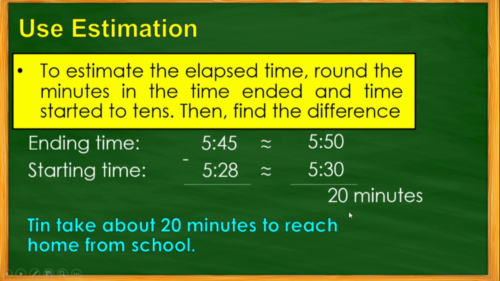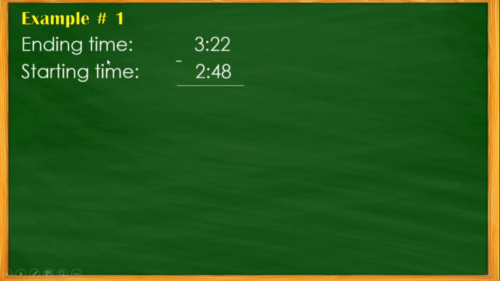So this would be this estimated time. Let's have some example to estimate. So this would be the ending time, starting time. So estimate this one. This one is 3 hours and 22 minutes. So we have estimated to 3 hours and 20 minutes. And for this one, we're going to round to 2 hours and 50 minutes.